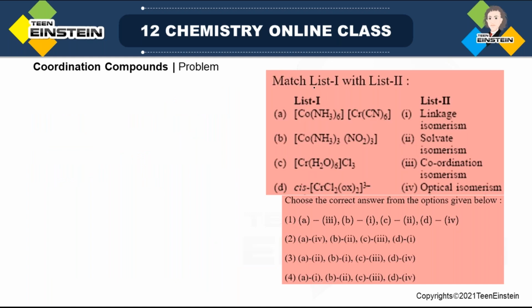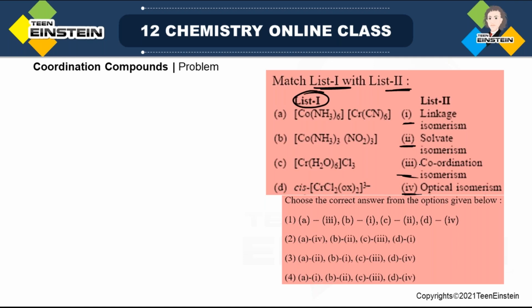Next question is match list one with list two. So there are two lists. In the left hand side list, we have complexes, examples are given. And in list two, different types of isomerism, their names are given. That is linkage isomerism, then solvate isomerism, coordination isomerism, optical isomerism. So you have to match these two lists.